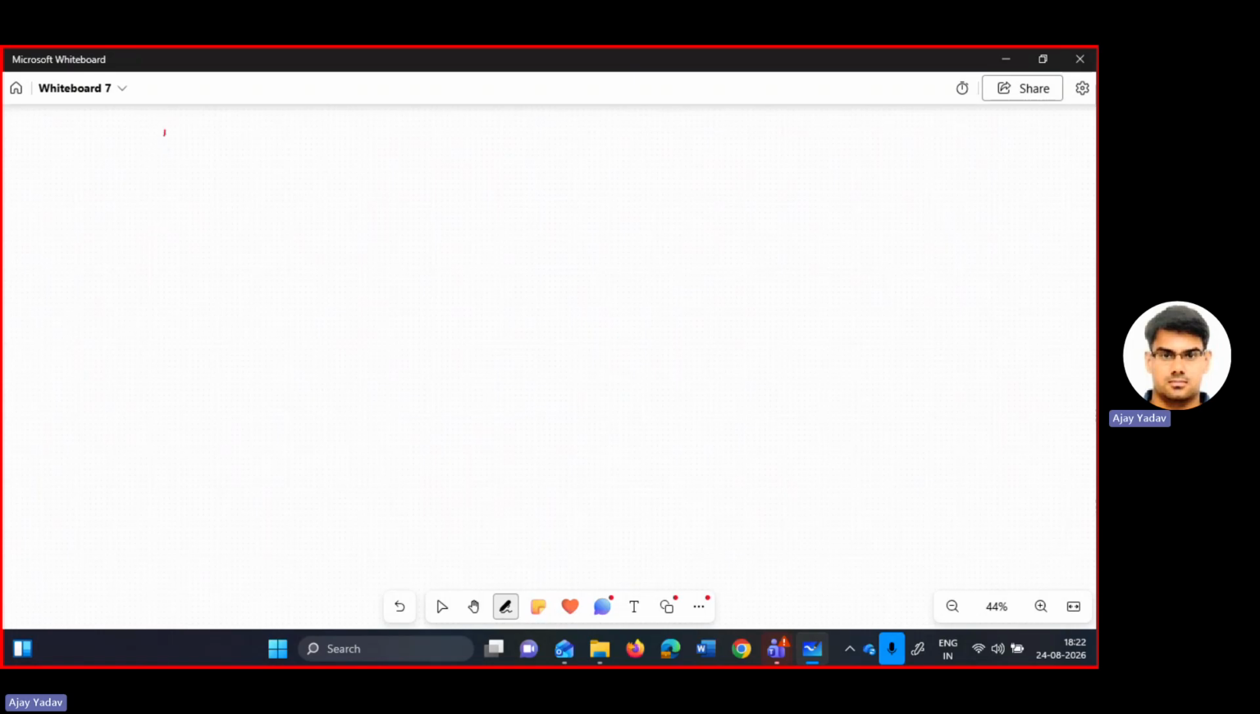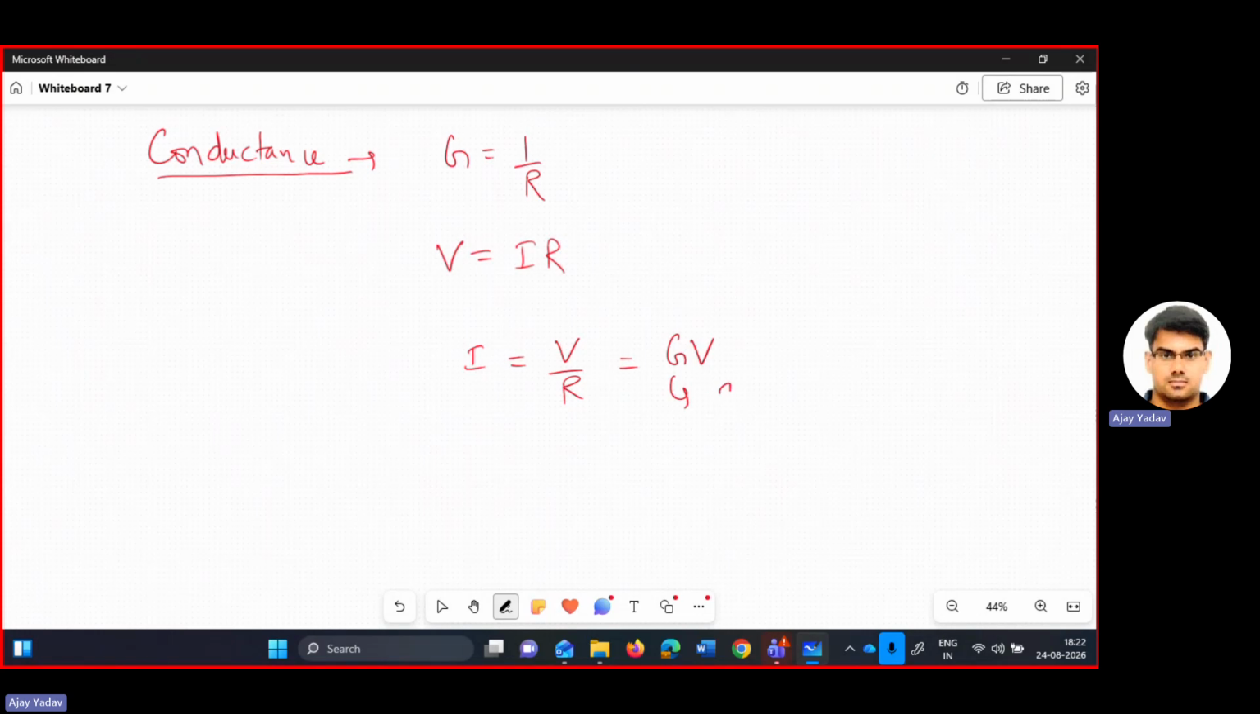Now there is another parameter that is called conductance. Conductance is the reciprocal of the resistance. So G is equal to 1 by R. And suppose that V is I into R. If I invert them, I is V by R, so you can write this in terms of G. The unit of this is Siemens, or sometimes we also use the term mho, that is reciprocal of the resistance.